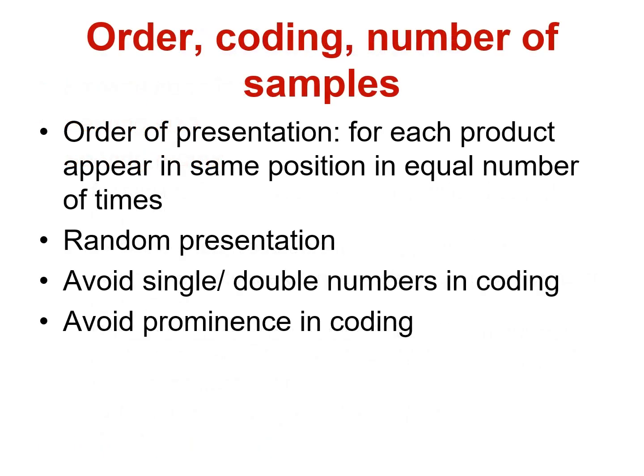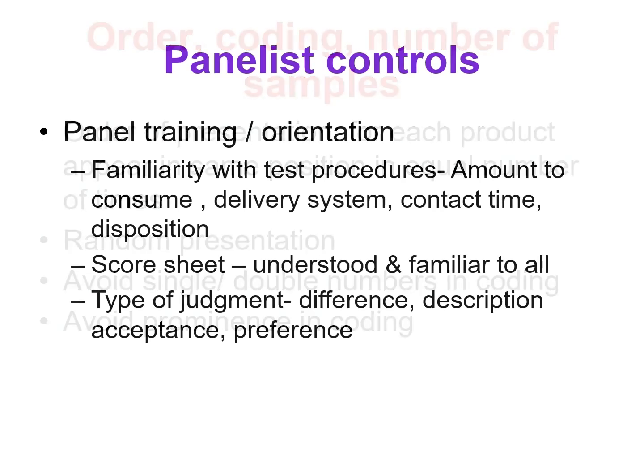And order, coding, and number of samples. Order of presentation is very important, so that each product appears in the same position an equal number of times. Random presentation can also be done. You have to avoid single or double numbers in coding and avoid prominence in coding as well.